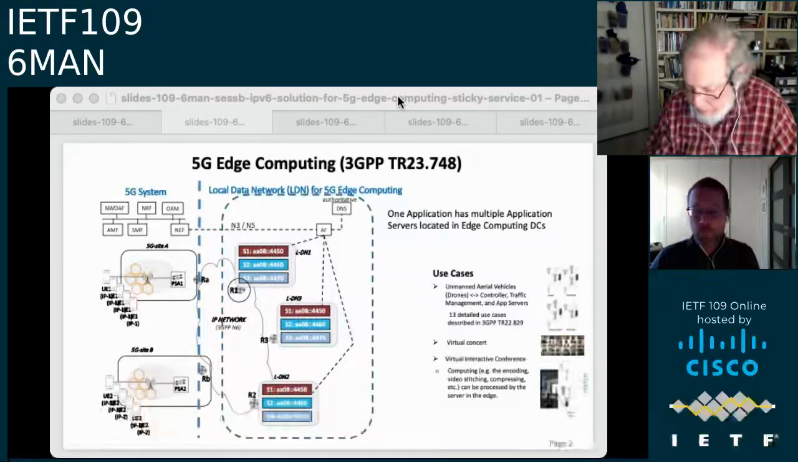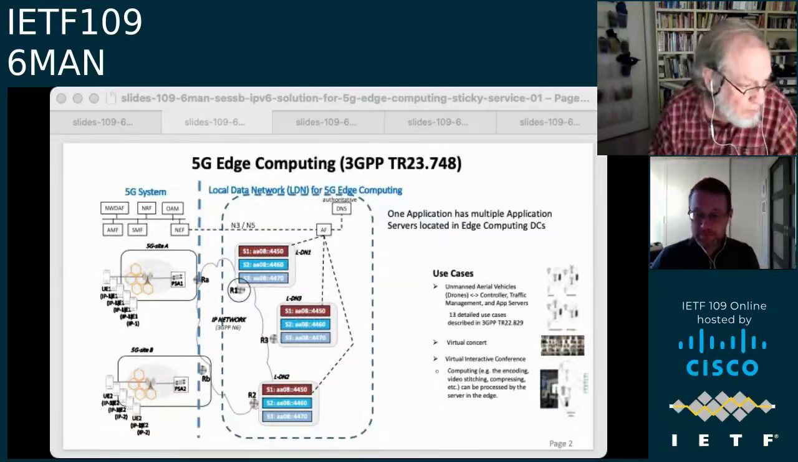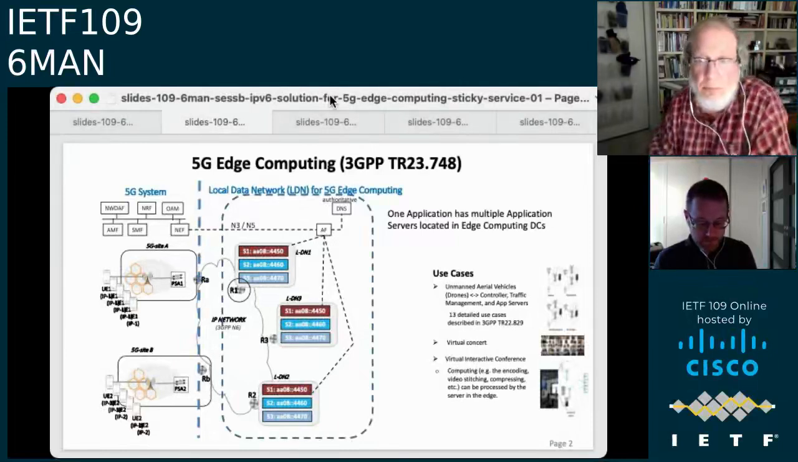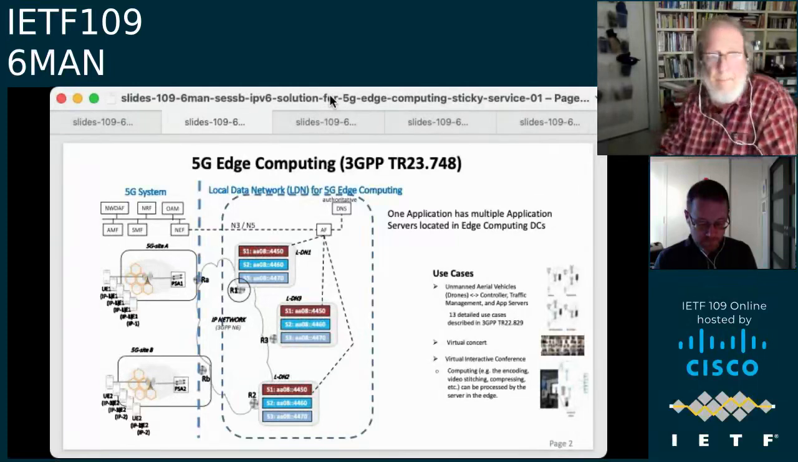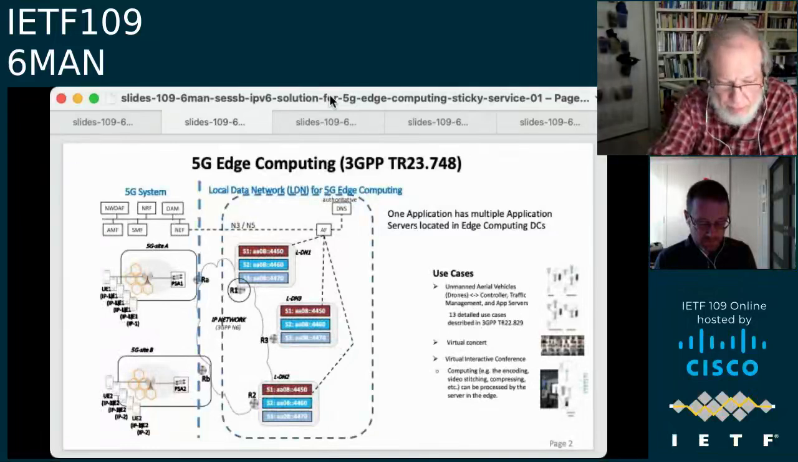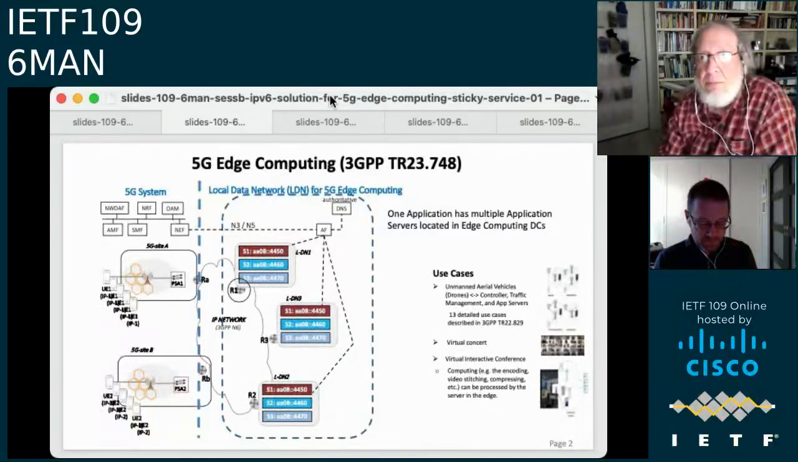There are many use cases being identified in 3GPP. For example, they have a manned aerial vehicle requiring, like, a drone to be managed by the controller. They have virtual interactive conferences. The common characteristic of this 5G edge computing is that there could be many backend servers for the same application, and they are very close in proximity. Next page, please.